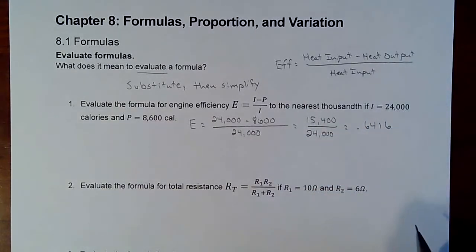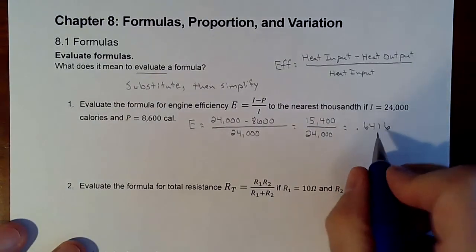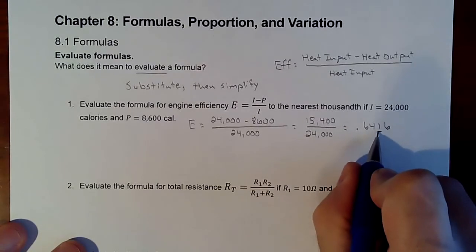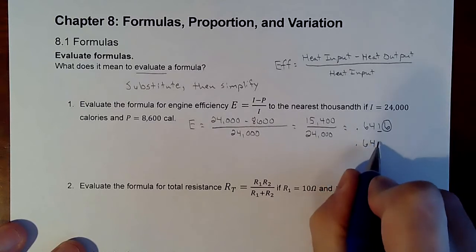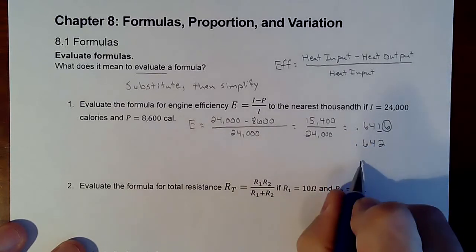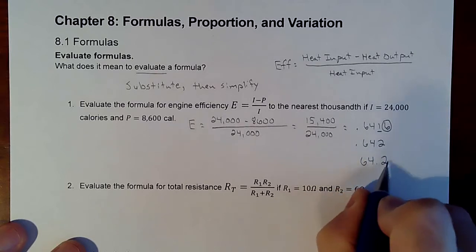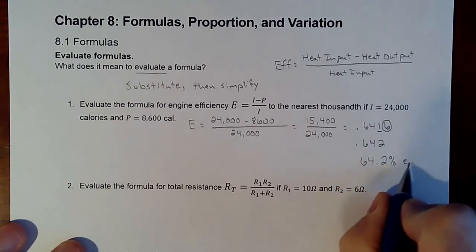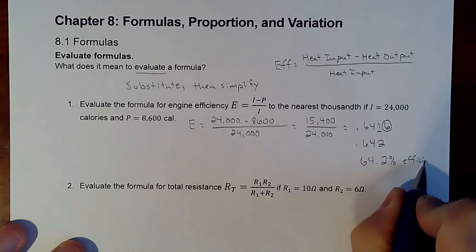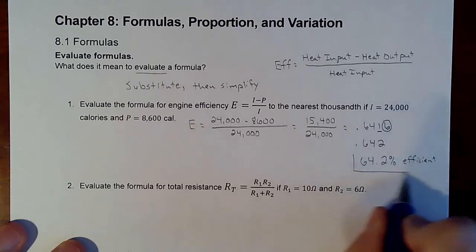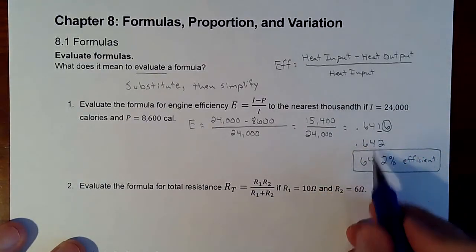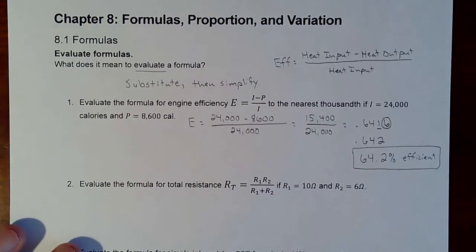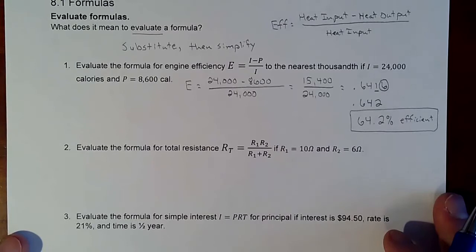And that's going to equal 0.6416. And we're going to round that to 3 decimal places because we're going to turn it into a percentage. So for our decimal, we round to 0.642, which is 64.2% efficient. Okay. All right, so it depends if they just want the decimal version of it, but sometimes turning it into a percent makes more sense for the values.